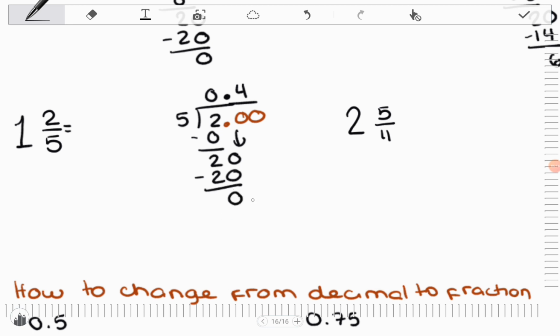As you see, I already got to a remainder of 0. I don't have to keep bringing anything down. This means I already finished. Okay? So 2 over 5 is 0.4. But remember, I had a 1 over here. So what am I going to do? I'm going to write the 1, the point, and the 4.